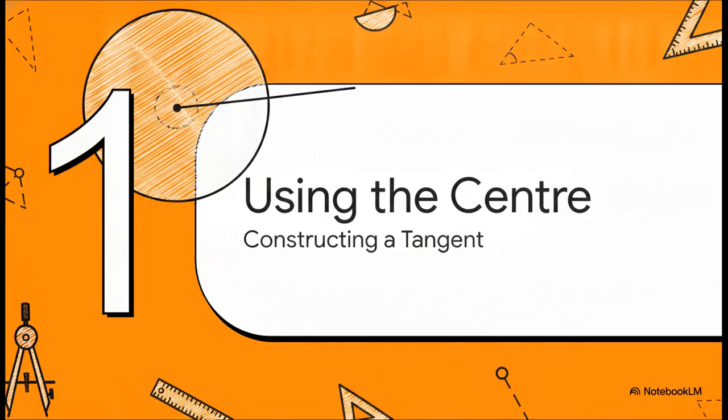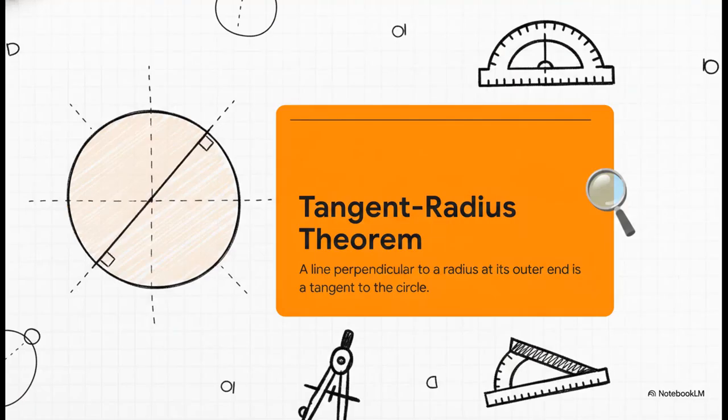Our very first topic for this explainer is constructing a tangent when we actually know the exact center of our circle. Before putting pencil to paper, we really need to understand the core geometric property that makes this all work. There is a fundamental rule. A line drawn perpendicular to a radius at its outer end is always a tangent to the circle. This simple, absolute guarantee of a 90-degree angle is basically the secret engine driving our first method.